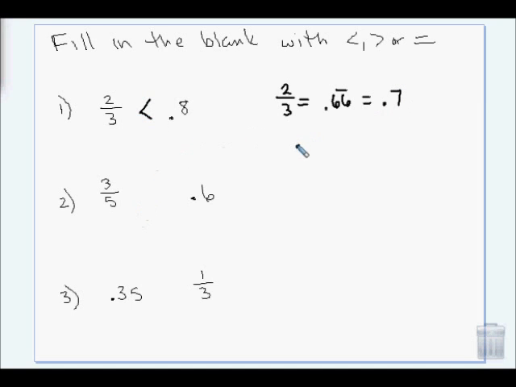If I convert 0.8 to a fraction, it's going to give me 8/10, but then I'm going to need to find a common denominator, which would be 30. So I would get 20/30ths for my 2/3 and 24/30ths for my 8/10, so it would still be less.